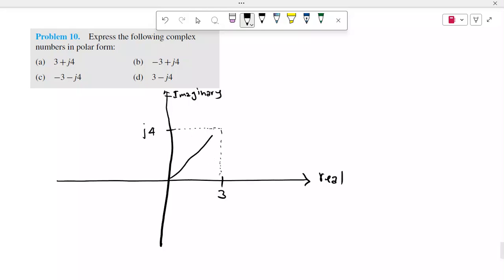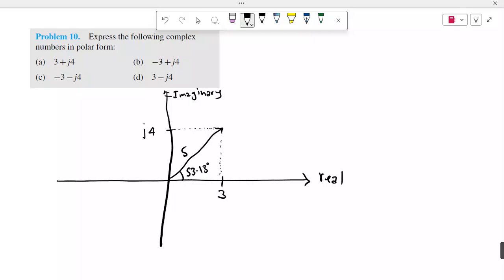So we have this vector. This angle we found as 53.13 degrees and R is 5. Okay, this is what it means.